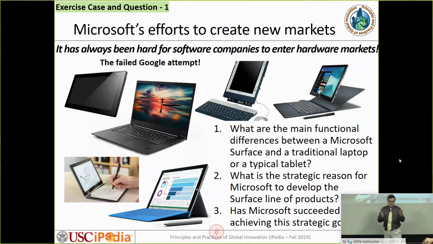This morning, actually, it's very interesting. We had this same discussion, and there was one student who actually had a summer internship opportunity at Microsoft, and she was actually working exactly on this Surface product line. So she came over and had a lot of very interesting on-site descriptions which match exactly what we're thinking.